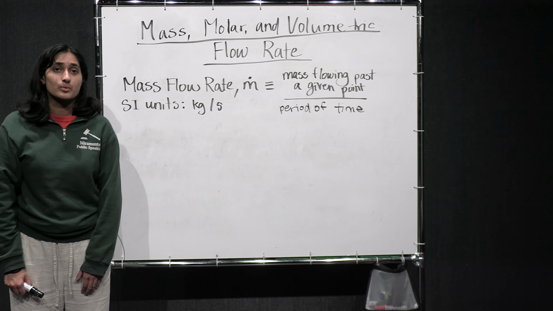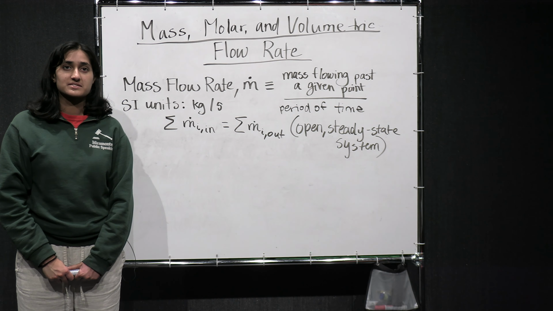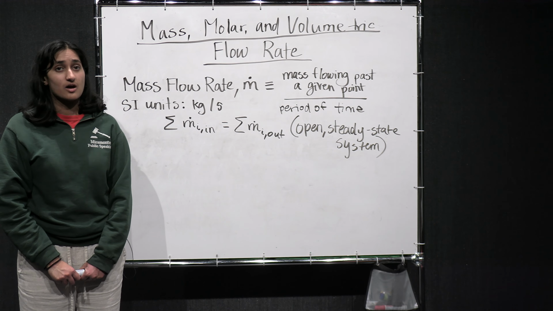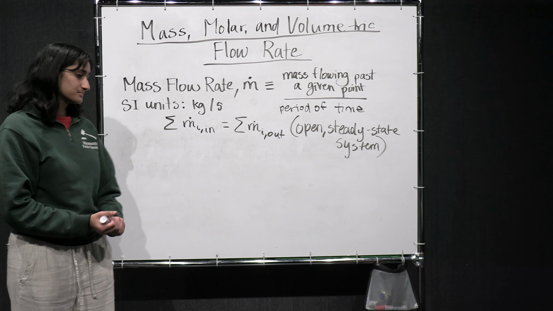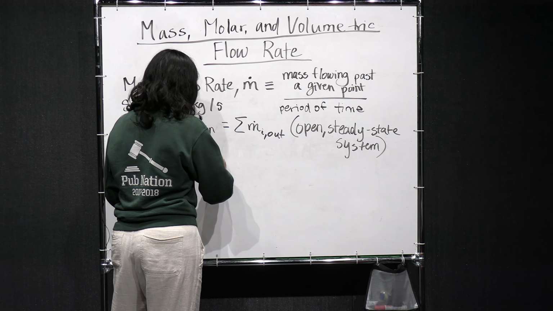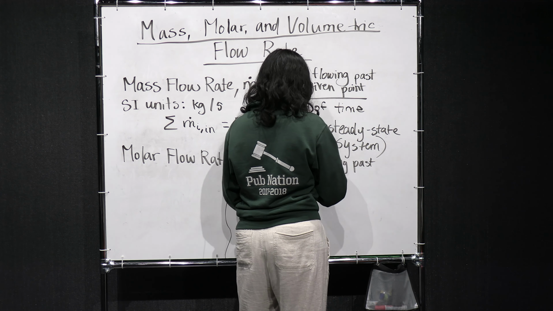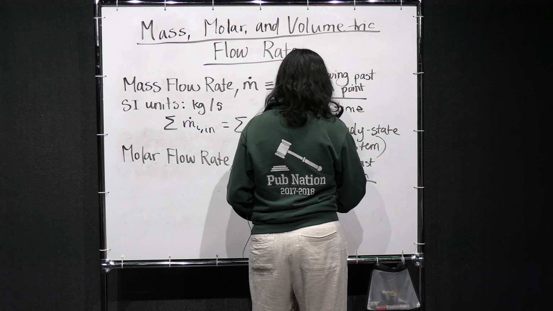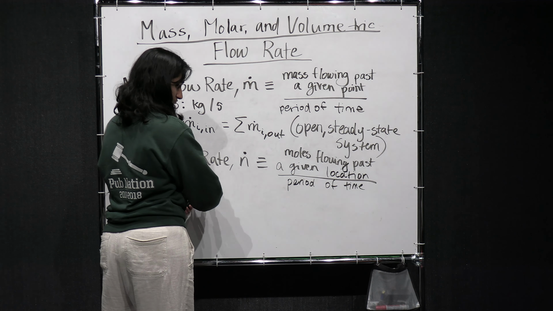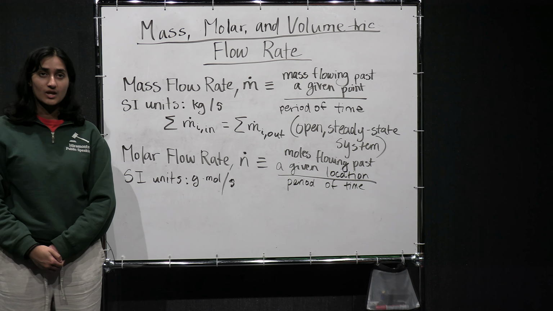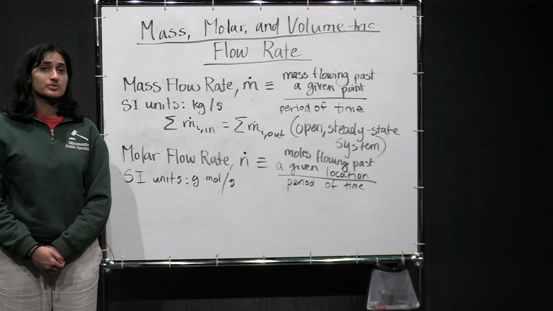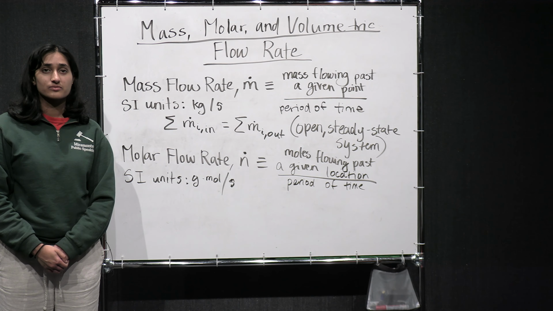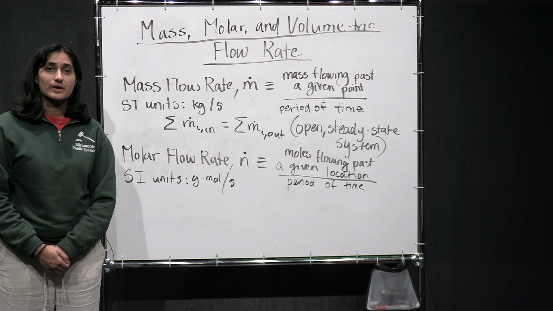The molar flow rate, n dot, is the number of moles flowing past a given location in a period of time, with SI units of gram moles per second, but it's often expressed in kilomoles per second. For open, steady-state systems with no reactions, and the no reaction part is important, the sum of the molar flow rates in equals the sum of the molar flow rates out.